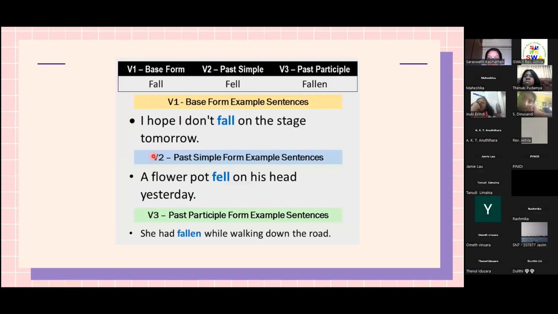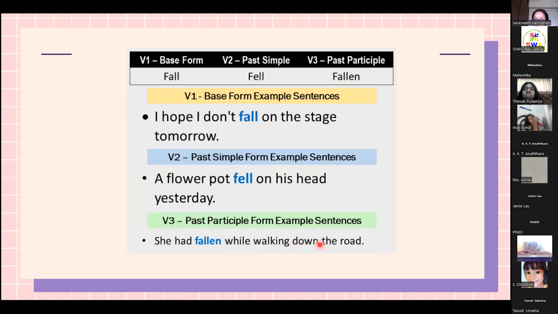Now let's go back and look at the word fall. Present tense: I hope I don't fall on the stage tomorrow. Fell is the simple past tense: a flower pot fell on his head yesterday. When it becomes past participle, fallen: she had fallen while walking down the road. You can't just have the word fallen, you must have the helping verb, had, for past tense.